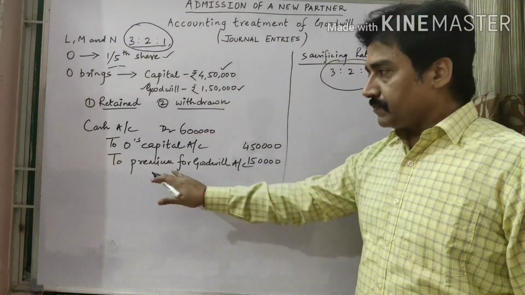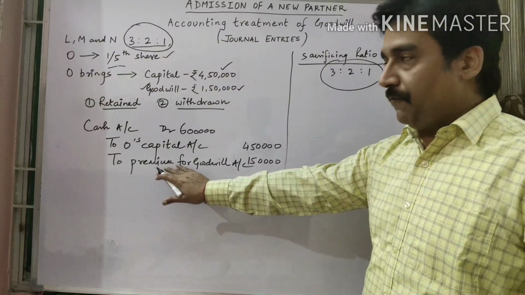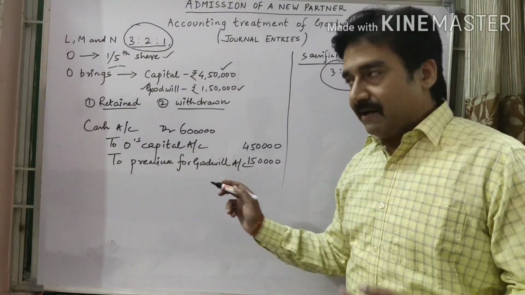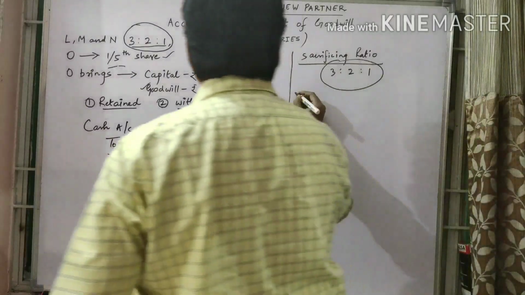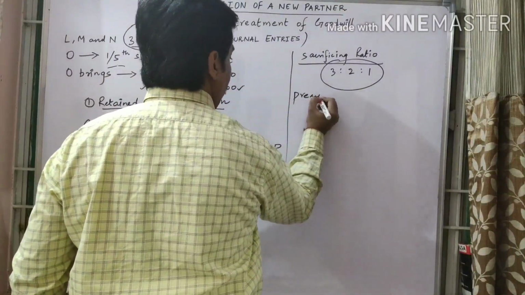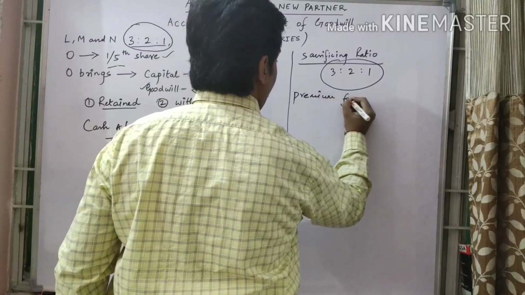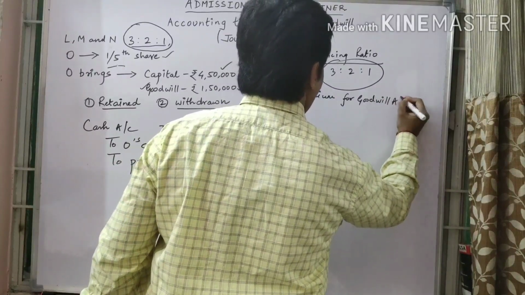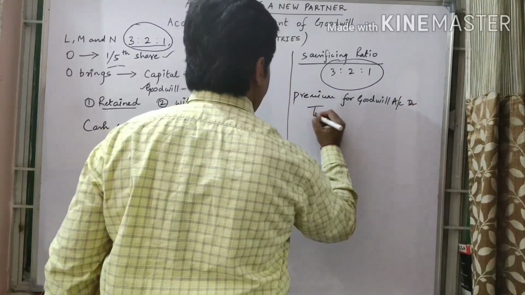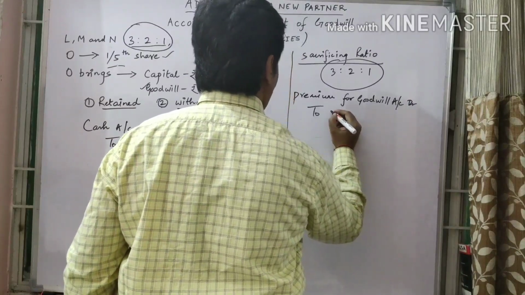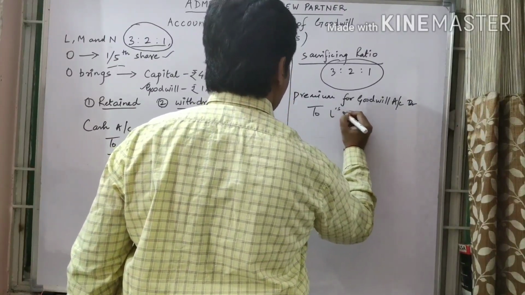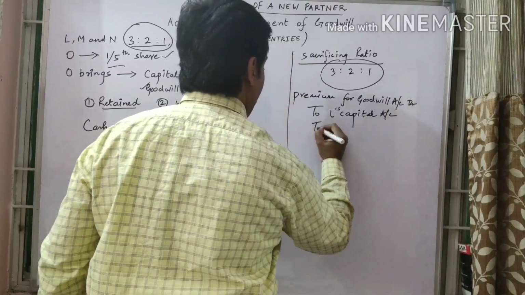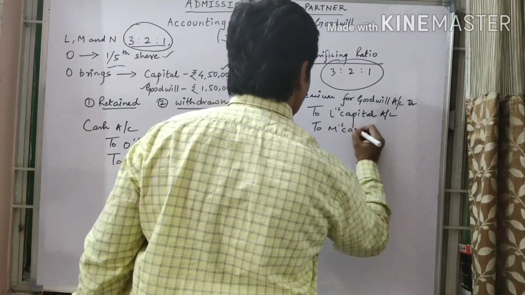Okay, so make a connection to the first entry. The first entry was for bringing the new partner's capital and his premium for goodwill, and the second entry is for distribution of this premium for goodwill amongst the sacrificing partners. And the entry which I made you write earlier was premium for goodwill account debit to sacrificing partners' capital account, and the sacrificing partners are L, M and N.